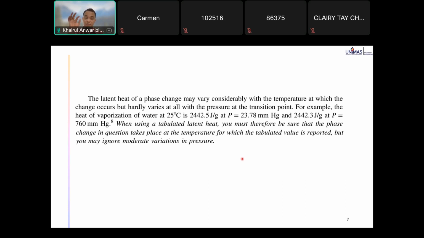So for those specific values, delta HV is related to the temperature of boiling, or TB, in table B1. For delta HM, M refers to melting, the melting temperature.